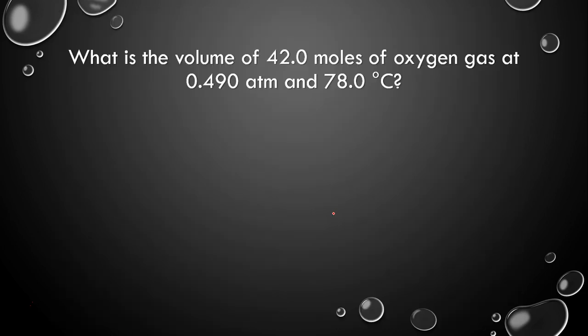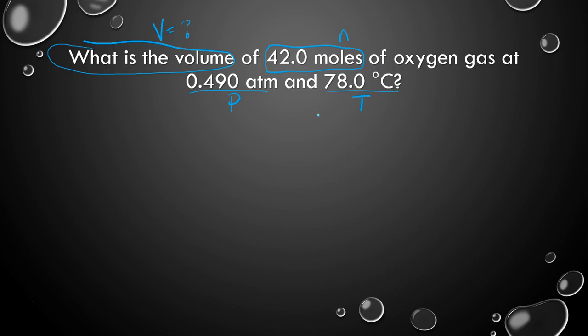So here's an example of how this would work. It says, what is the volume of 42 moles? So 42 moles is a number that we have. We've got moles right here, so that's going to be our N. And it started out with this question, what is the volume? So we're hunting V. Of oxygen gas at this many atmospheres. Well, atmospheres measures pressure, so that's a P. And this many degrees Celsius, that's going to be a T for temperature, because temperature is measured in Celsius.